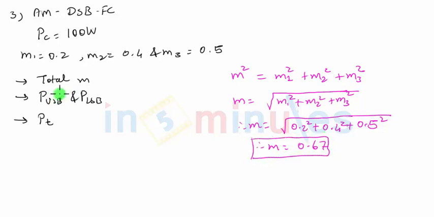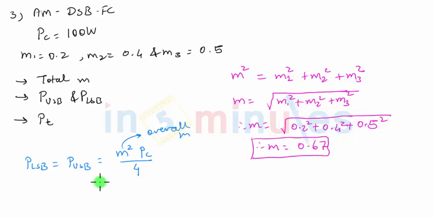Next, we have to find out power in upper sideband and lower sideband, and then find out the total power also. So I can find out power in upper sideband and lower sideband, P LSB and P USB. Now once again referring to one of the clips that we have had previously in which we had discussed the power calculations, upper and lower sideband power is given as M square into PC by 4, where PC is nothing but the carrier power. Whatever M that we use here has to be overall M. In this case, this overall M is nothing but 0.67. So 0.67 square into PC is 100, and this will be divided by 4.